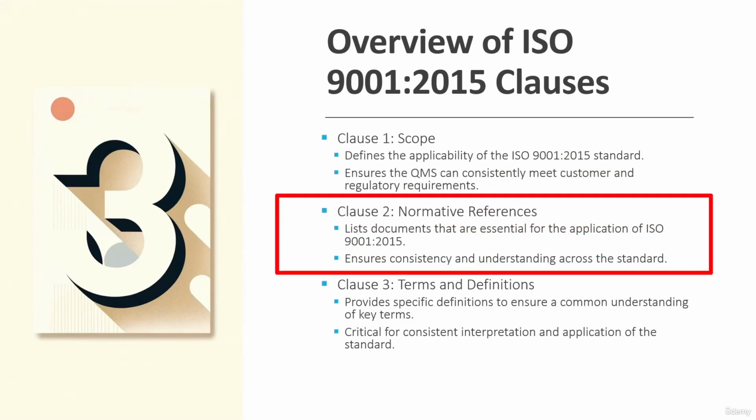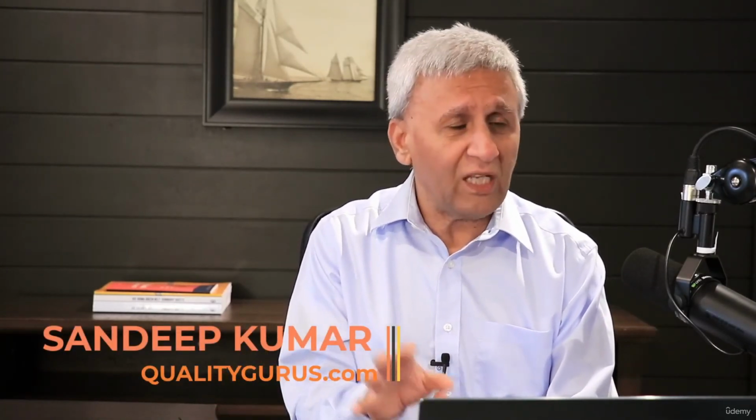Clause number 2 is normative references. So here it lists all the references that you need along with ISO 9001. And what are these references? It is not references actually, it is reference, because there is only one standard which is referred to in 9001, and that is ISO 9000. So basically it says that for implementing 9001, the reference is ISO 9000, and ISO 9000 is basically terms and definitions. That standard explains each term and definition which is used in 9001. That way, every organization will have a common understanding of the terms which are used in 9001. Once again, there is no requirement here which a company has to implement and demonstrate.